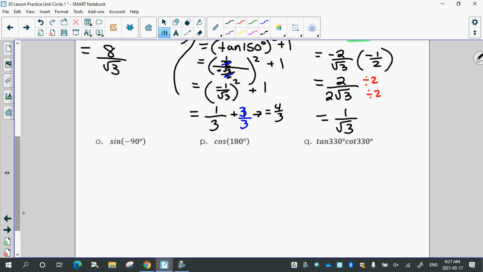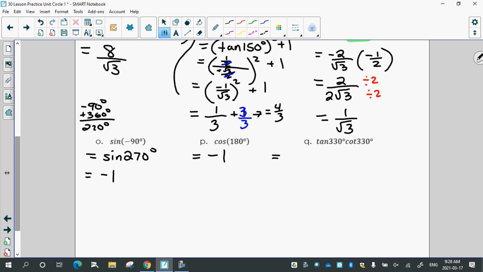Okay, the sine of negative 90, so I'd first do negative 90 plus 360, which is 270. So that's the same as the sine of 270. Then I know sine is the y value, so I'm looking at 270, which is at the bottom. The y value is negative 1. Try it on your calculator. Sine of 270, negative 1. Cos of 180. So I'm looking at the 180 angle for the x value because it's cos. X value at 180 is negative 1. Good. You could try it on your calculator and it should tell you negative 1 as well.